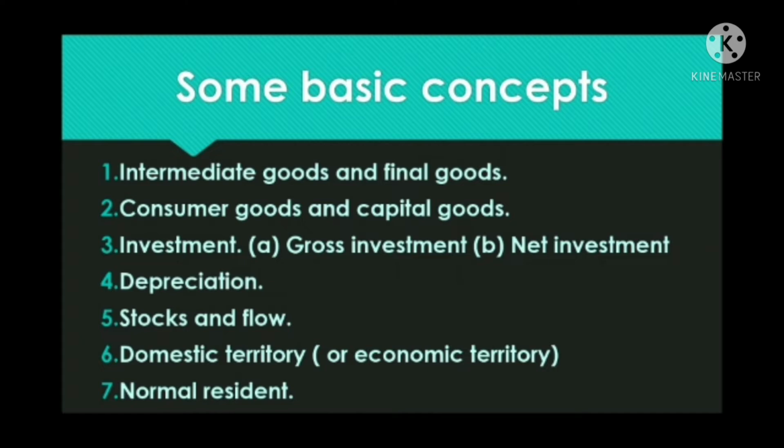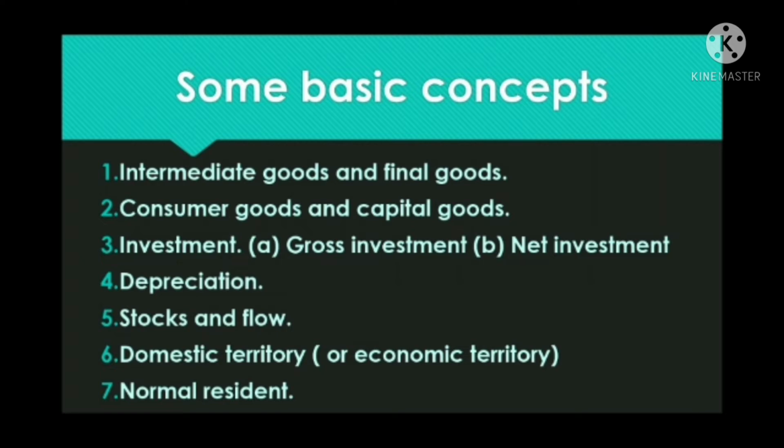Point number 4, depreciation. Depreciation refers to the fall in the value of fixed assets due to normal wear and tear, passage of time and expected obsolescence. Point number 5, stocks and flow. A stock variable refers to that variable which is measured at a particular point in time. A flow variable refers to that variable which is measured over a period of time.